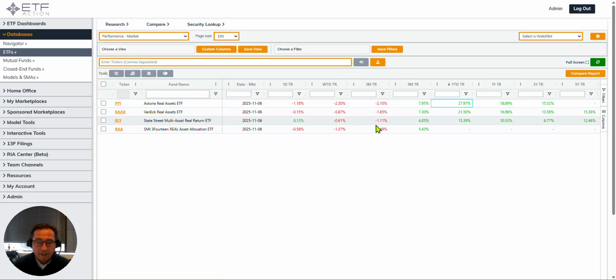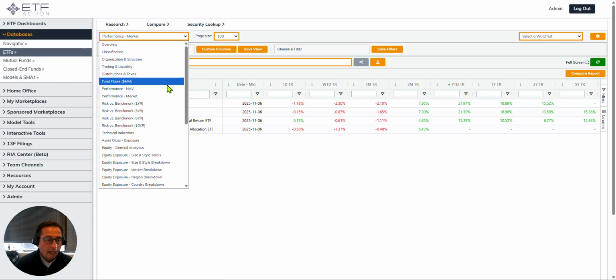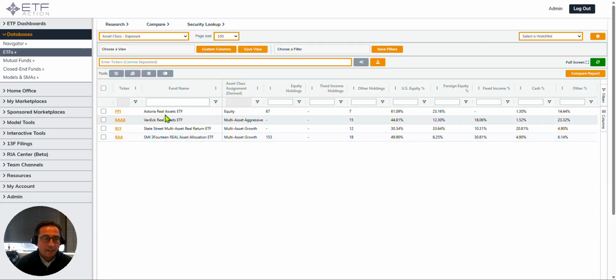There's been a little bit of a sell-off this last month as gold and silver have come down. Some of these more infrastructure stocks have pulled back a little bit, but still very impressive and holding up relatively strong on this recent sell-off. Now, let's look at what's going on inside of these. So I just changed my data tab to asset class exposure. We are now switching from classification to look-through analytics. So we're going to see what these funds hold. And I can tell you, if you look at this equity holdings, Astoria's got 67 stocks that it holds.